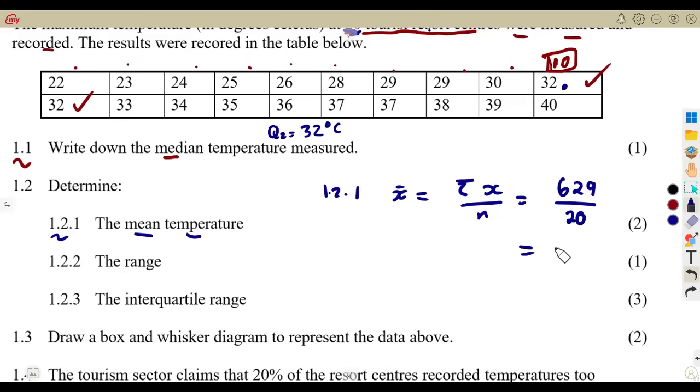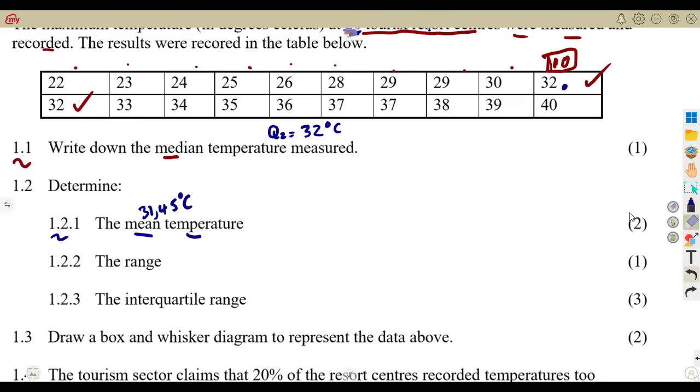So that was going to give us 31.45 degrees Celsius. That is the mean temperature that we are having, 31.45. Then we move on to another question, which is 1.2, the range. That is the temperature range.